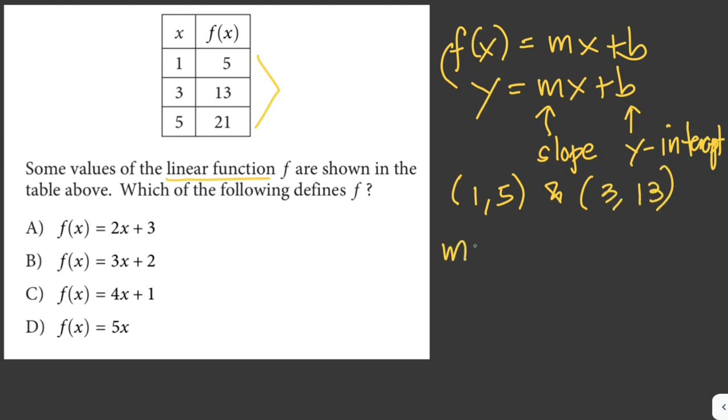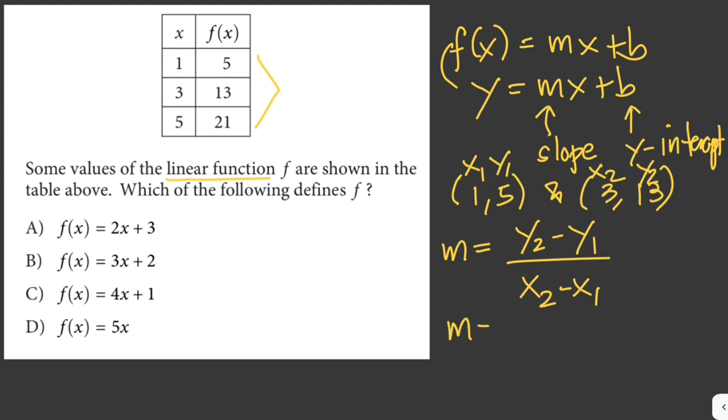And then we solve for the slope. That is y sub 2 minus y sub 1 over x sub 2 minus x sub 1. Let's say this is our x sub 1, y sub 1, x sub 2, y sub 2. So our slope is just 13 minus 5 over 3 minus 1. So this is just equal to 8 over 2. So our slope is just equal to 4.